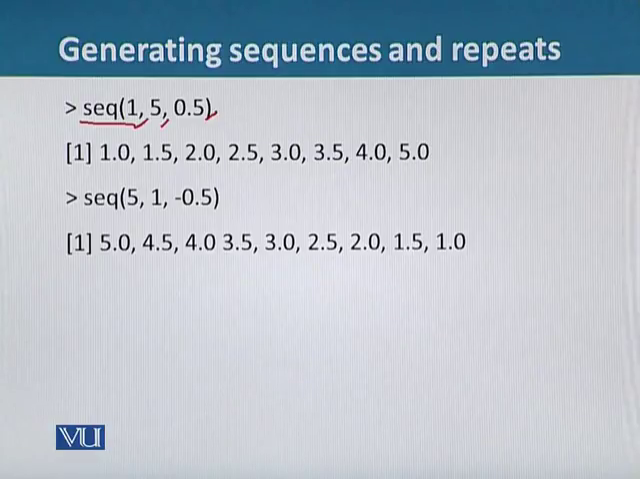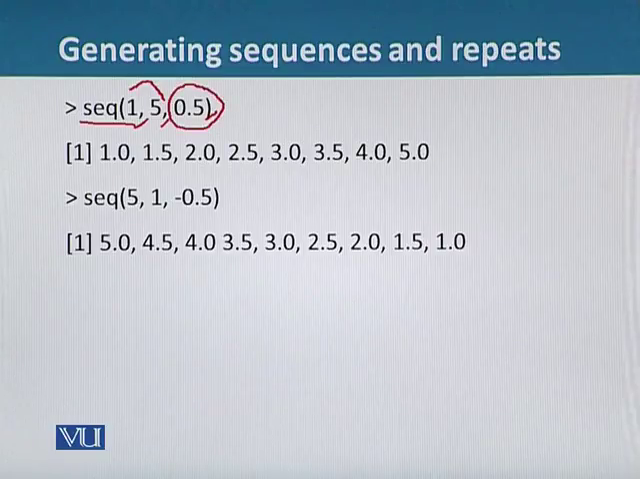It means that we have to generate the numbers from 1 to 5, and the increment between the numbers should be 0.5. The first is 1 because it's starting from 1. We have given three arguments: one is the start number, the second is the end number, and the third is how much we want to increment the number. So the answer will be 1, 1.5, 2, 2.5, 3, and so on until it reaches the end of the sequence.